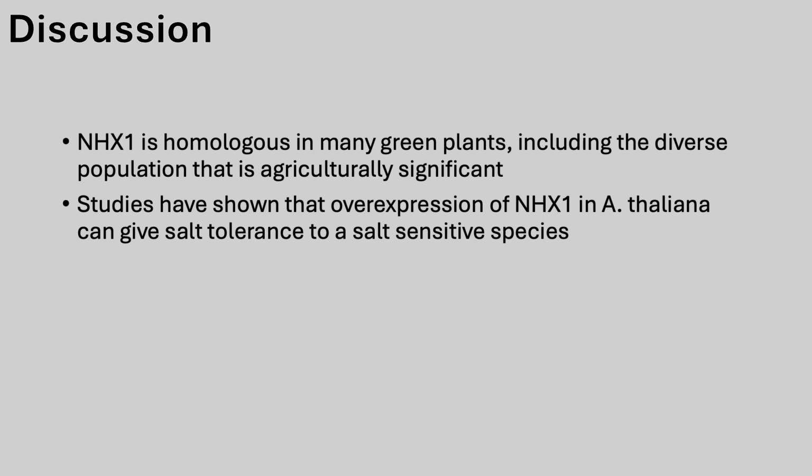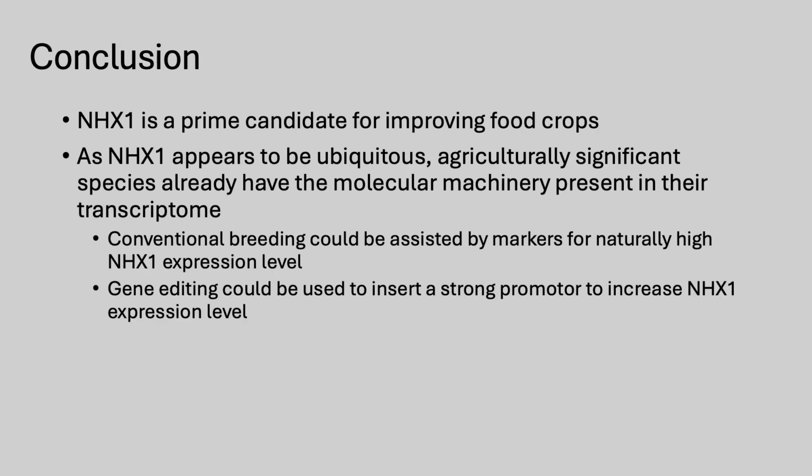Previous studies, such as the one I discussed earlier, have shown that modification of NHX1 transcription is sufficient to confer salt tolerance. These 2 facts lead me to conclude NHX1 is a prime candidate for improving food crops. The ubiquitous nature of NHX1 is evidence that agriculturally significant species already possess the molecular machinery necessary to fortify their salt tolerance. Simple changes to the gene's regulatory mechanisms through conventional breeding or gene editing could be sufficient to confer the phenotype. A transgene insertion is not required to improve salt tolerance.